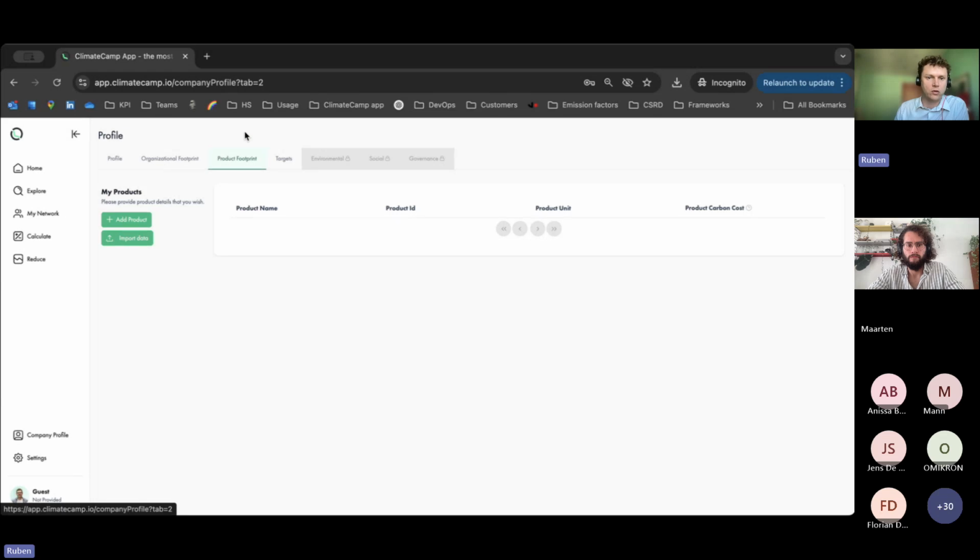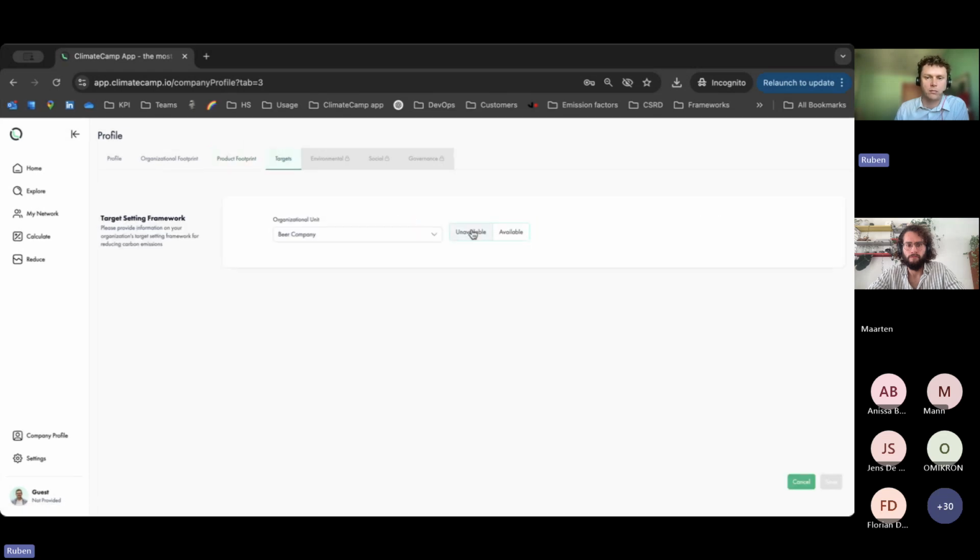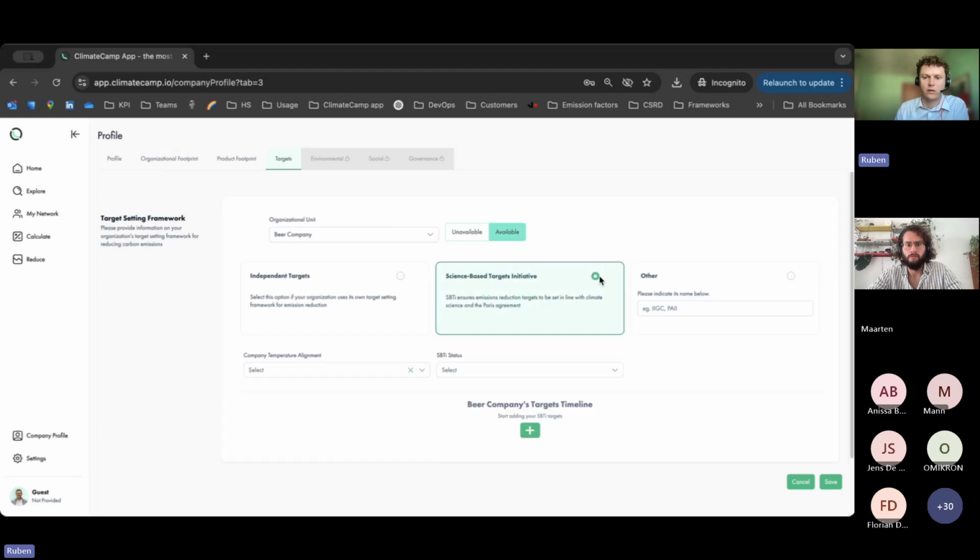Just to be complete, usually our customers also like to ask their suppliers if they set any reduction targets, if they are aligned with SBTi, and if so, how is the alignment, what's the status, and then also the timeline that is connected to those, to upload those in ClimateCamp as well. Usually we see this for companies that have, for example, a supplier engagement target, where they need to put 67% of their value chain emissions on SBTi as well. So these are some of the insights that we usually gather from suppliers.